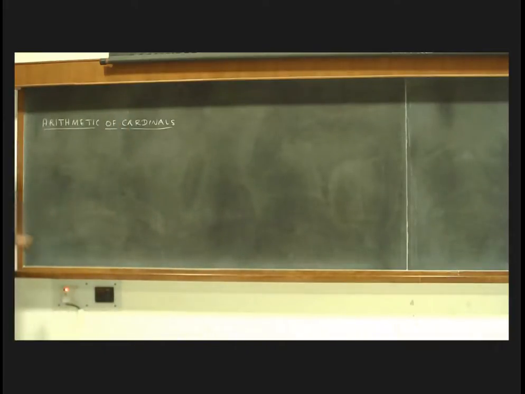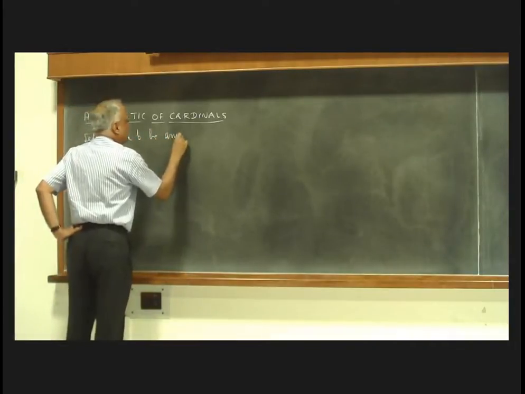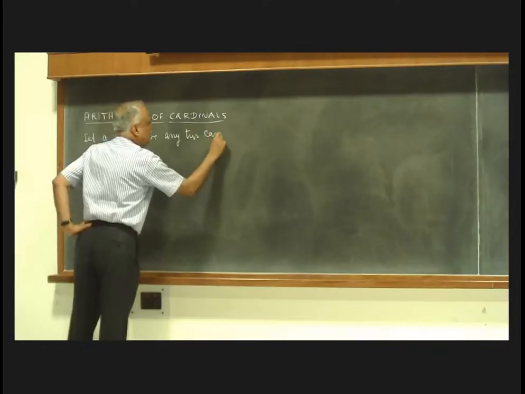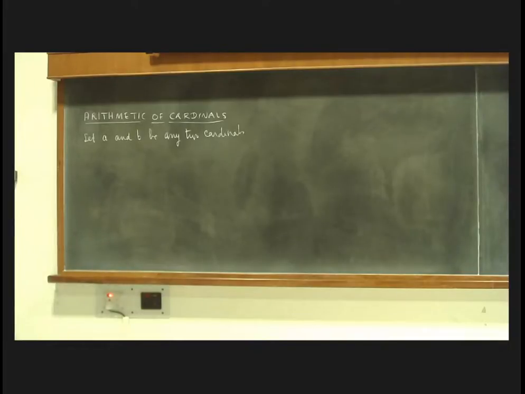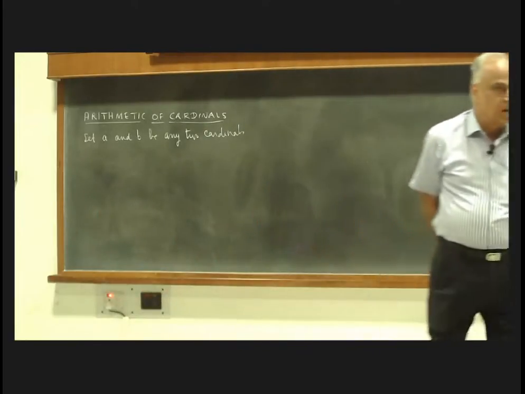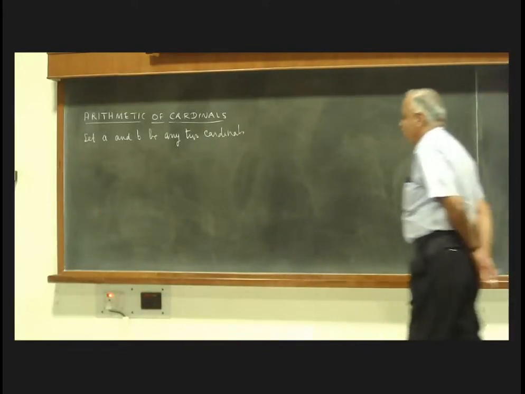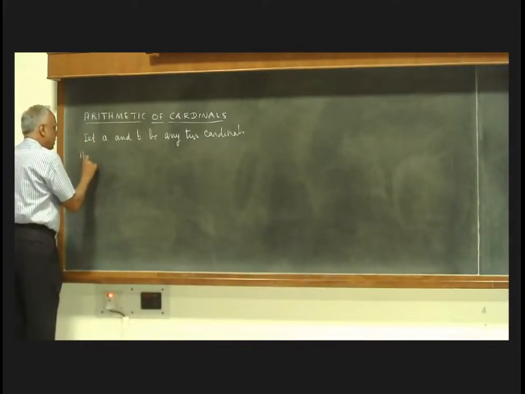Okay, the idea was we have two cardinals, we want to add them, we want to multiply them, and we want to look at the power function. Okay, so let A and B be any two cardinals. Last time towards the end I said what is A plus B and what is A into B, but I'll now start with A plus B again and then point out a few things. So first of all, how do we define A plus B?